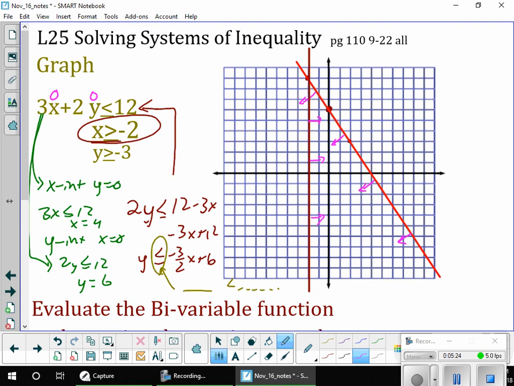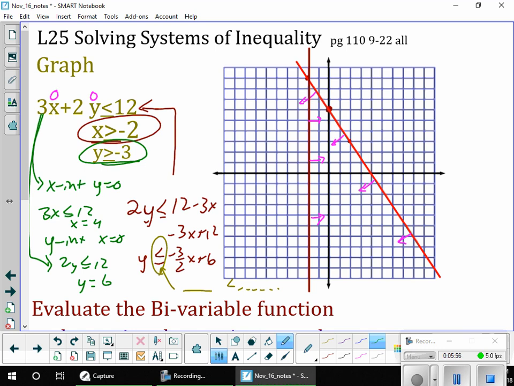If it was just these two graphs, I would say my answer is everything that's here, and I would refer to this as being unbounded, because down here in the bottom, there's nothing blocking it in. So there's my region for those two. But guess what? We know it's not just those two. We have this third inequality: y is greater than or equal to -3.